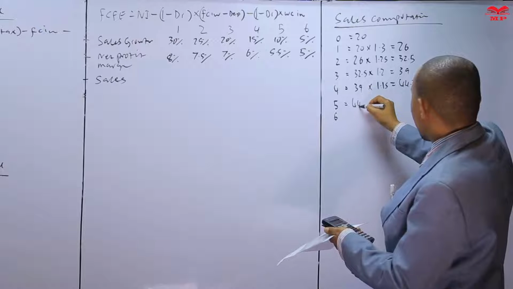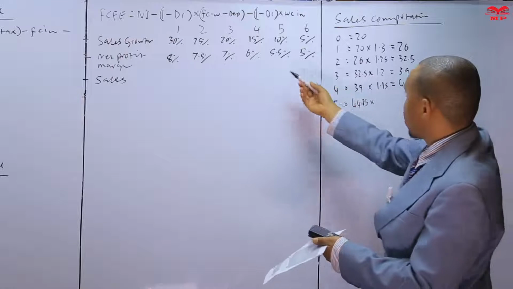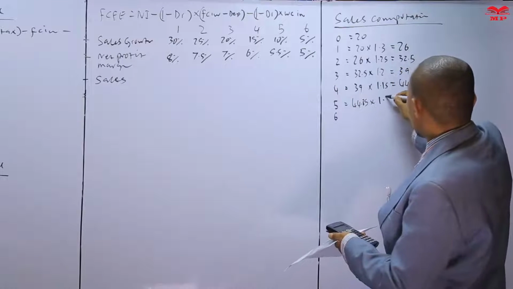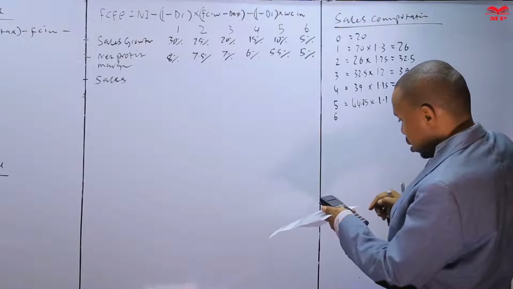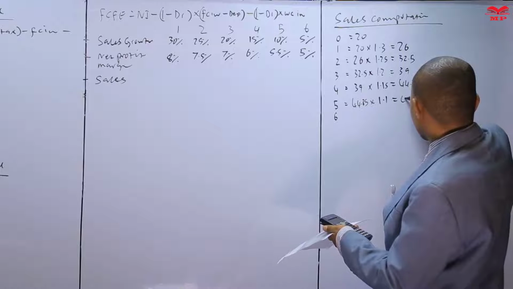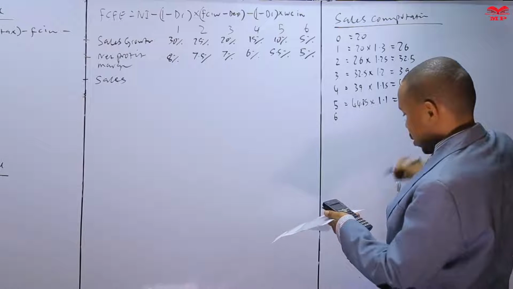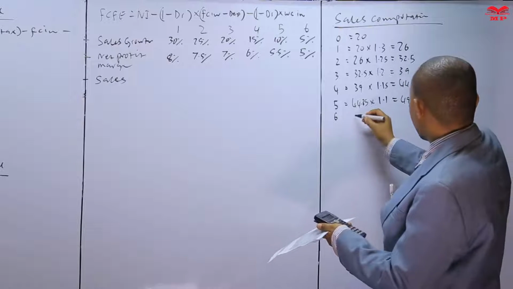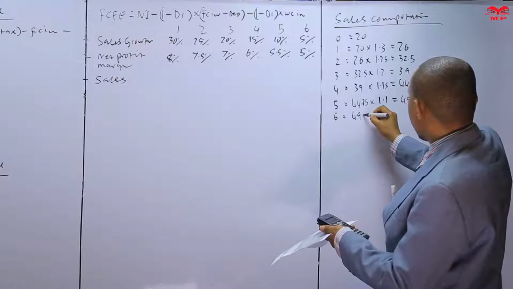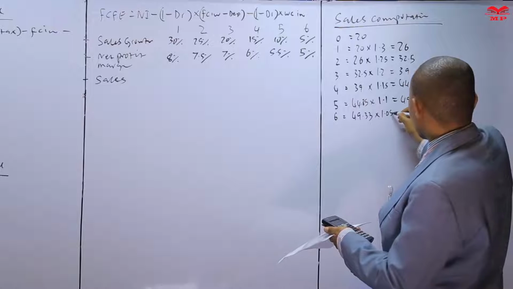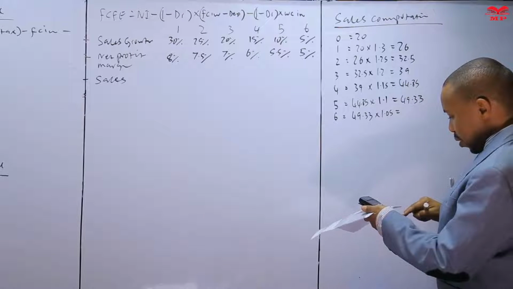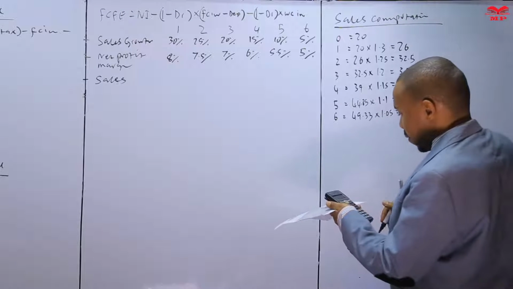Then we have 44.85 multiplied by what percentage? 10%, 1.1. By 1.1, we have 49.33. Then we have now for year 6, 49.33 multiplied by 1.05, which is 51.8.